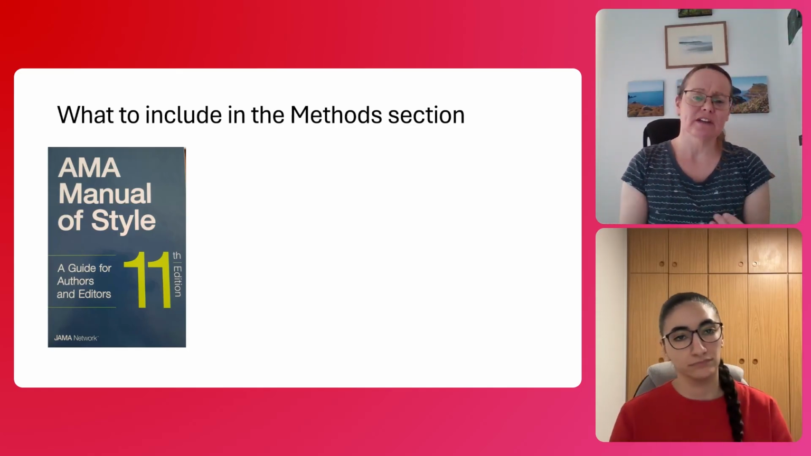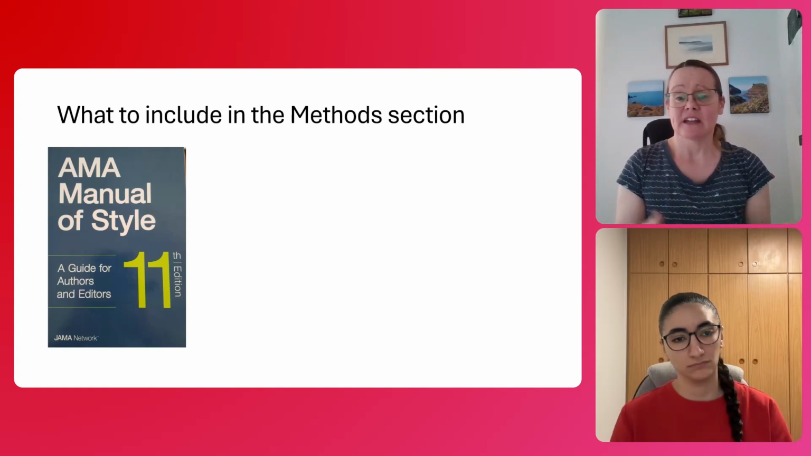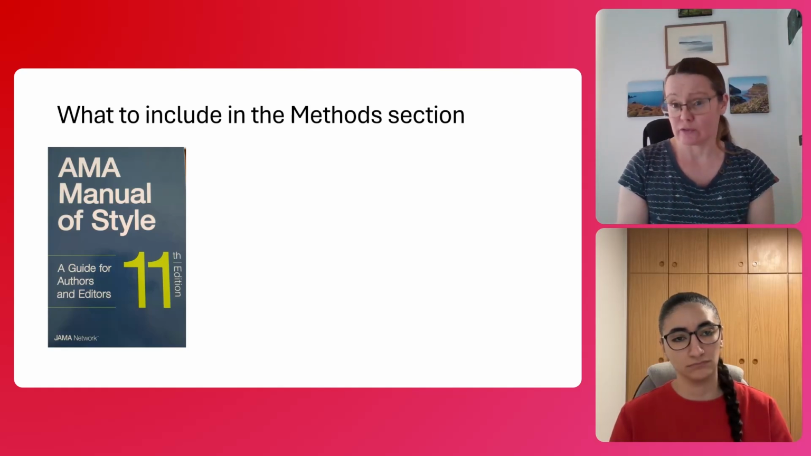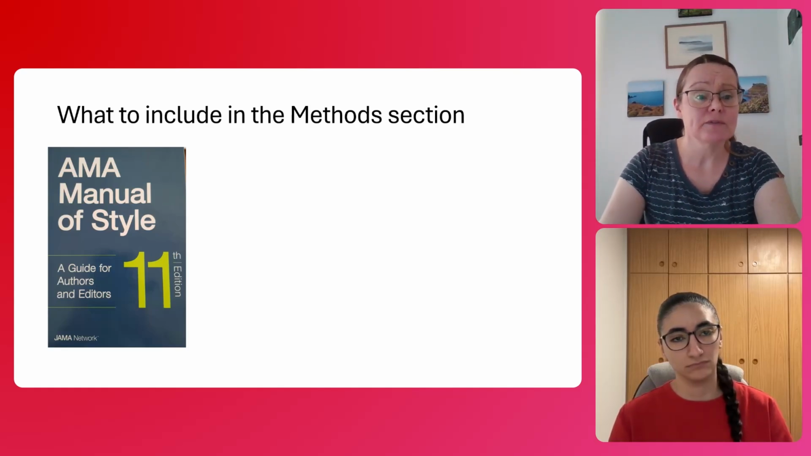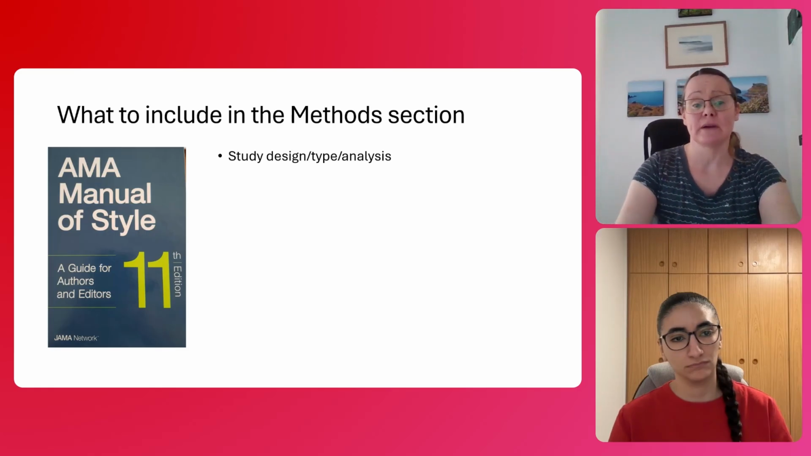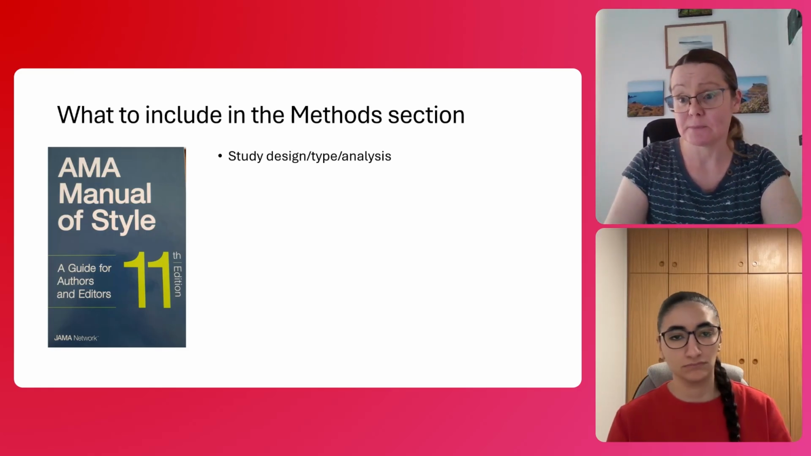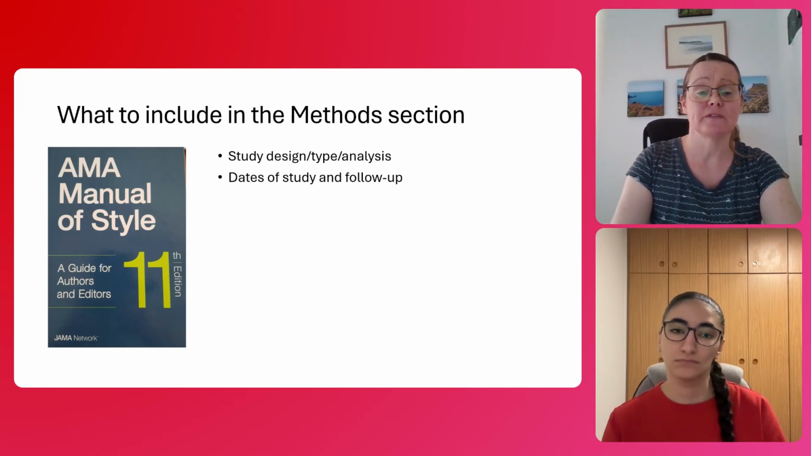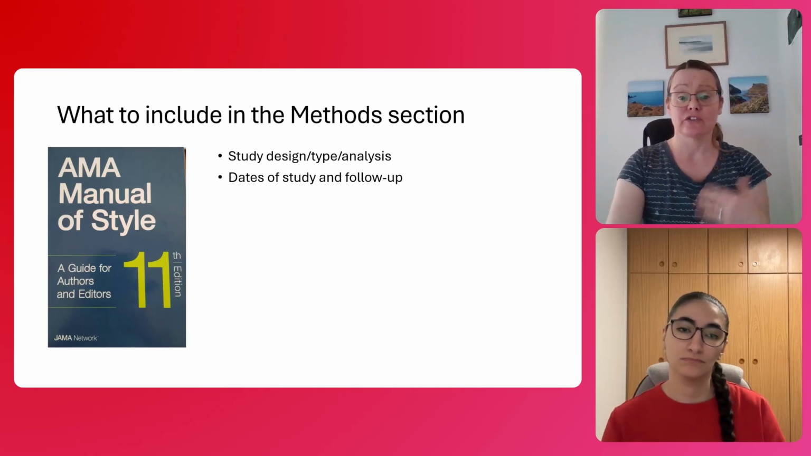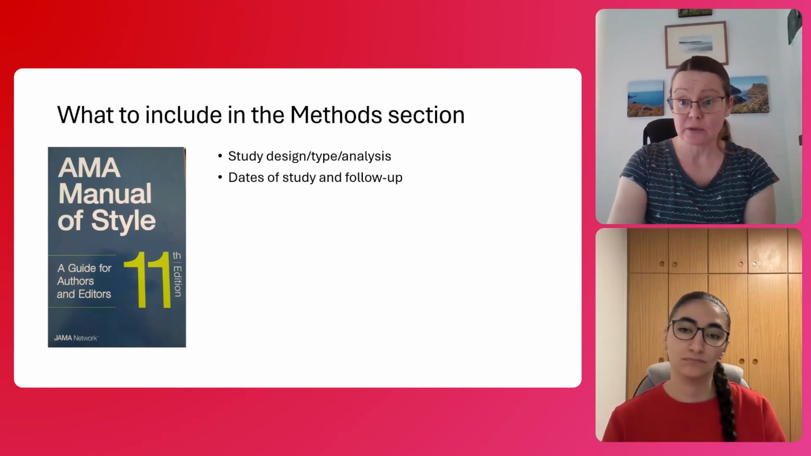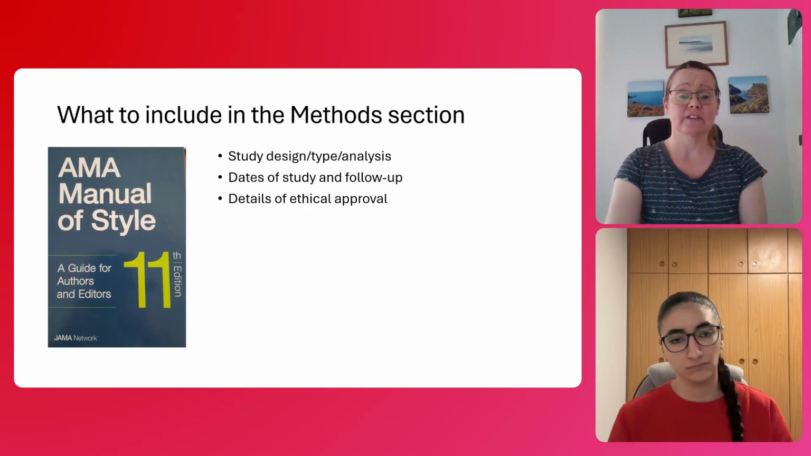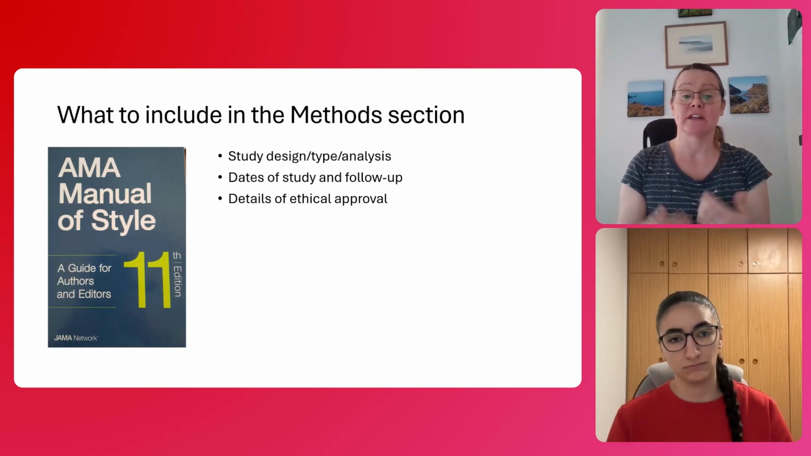So if you are looking for a helpful checklist, I think that these are really useful resources. The current version of the AMA style guide, you can find this information in section 2.8. They ask us to talk about the study design, the study type. They ask us to give details of study dates and study follow-up. They also ask us for information on ethical approval.